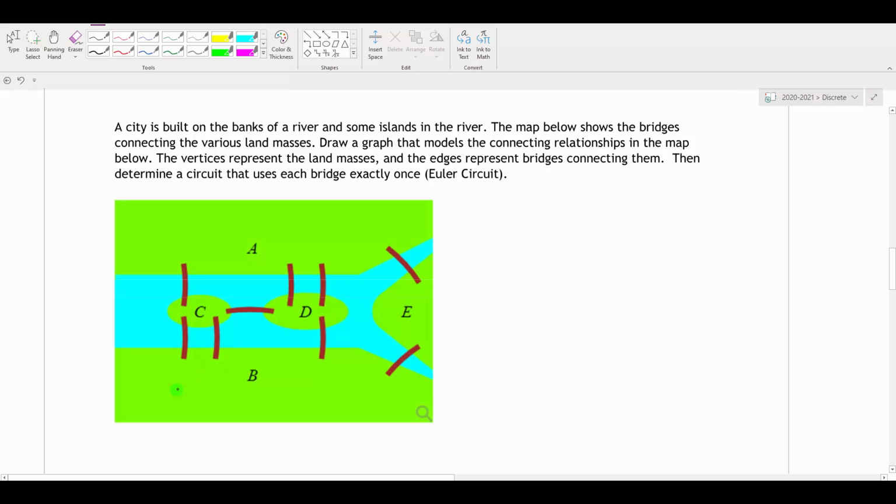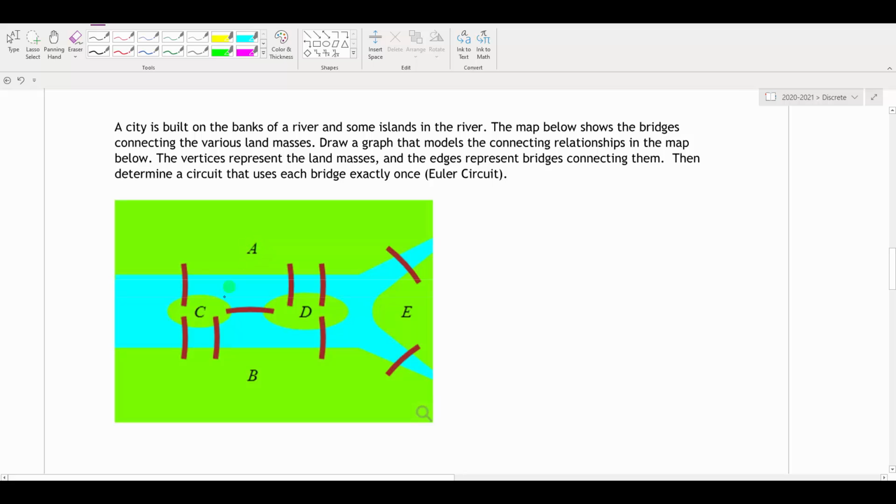So this is an application here where we have some bridges and land masses. We talked about a problem like this way back on the very first lesson of this unit. And this is typical of the type of problem that Euler used to actually invent graph theory. So he was looking at a bridges and land masses type problem.